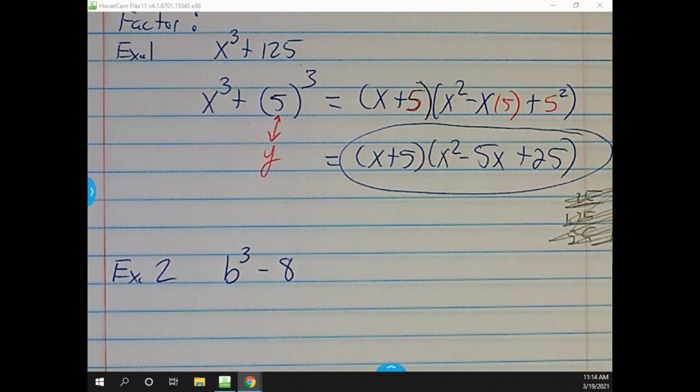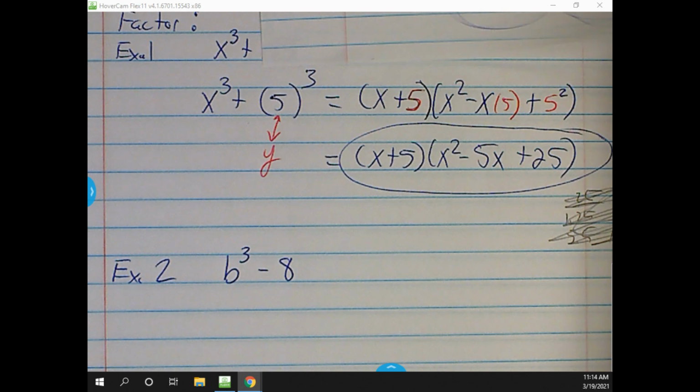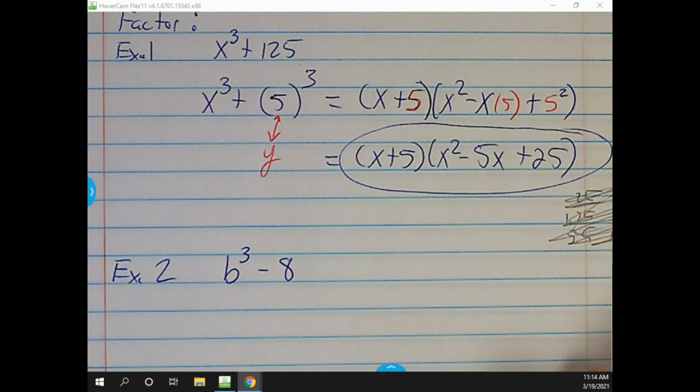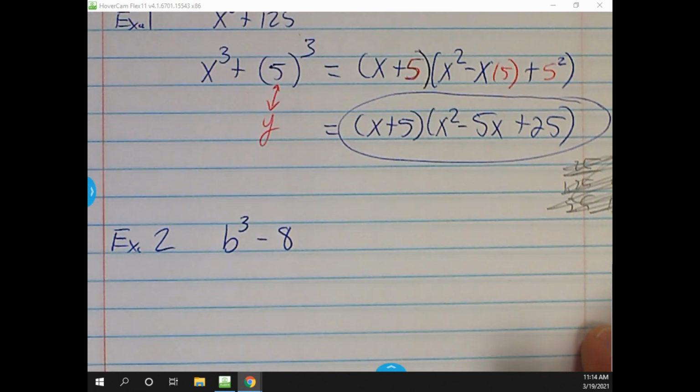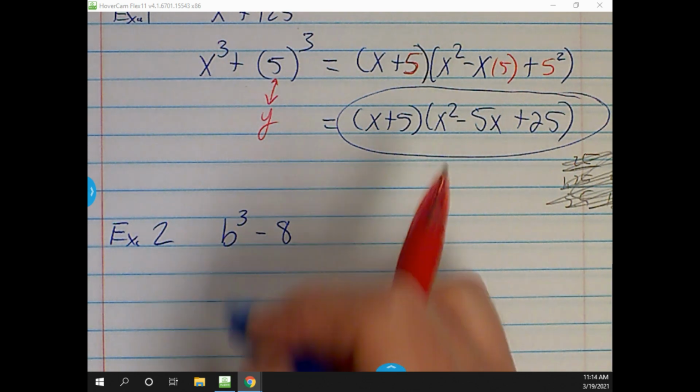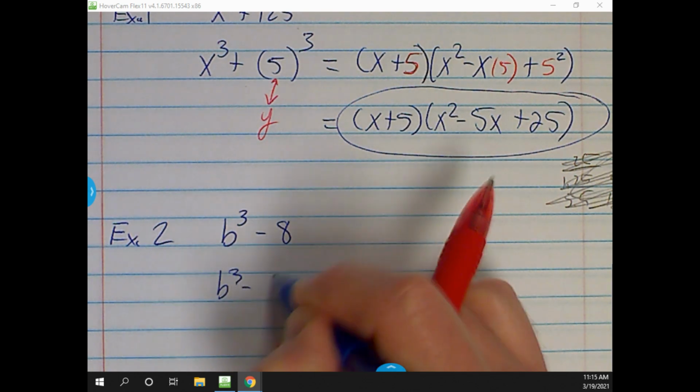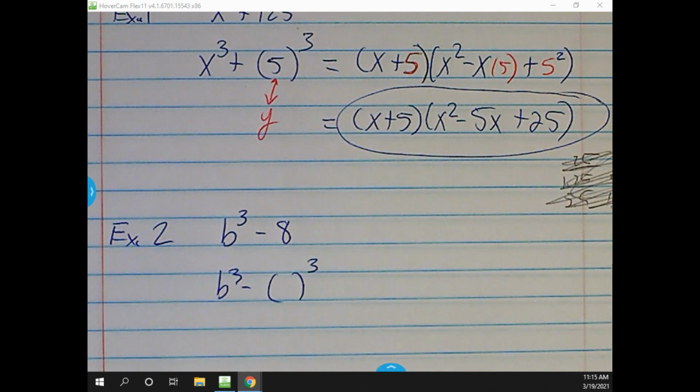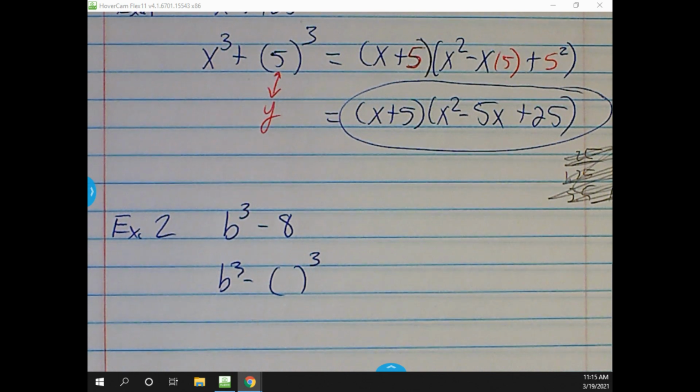Let's go b to the third minus 8. They may not give you an x for the first variable. They may give you a b. Okay. And again, the very first thing that you have to do is you've got this number at the end. You got to figure out what that thing would be as something to the third power.